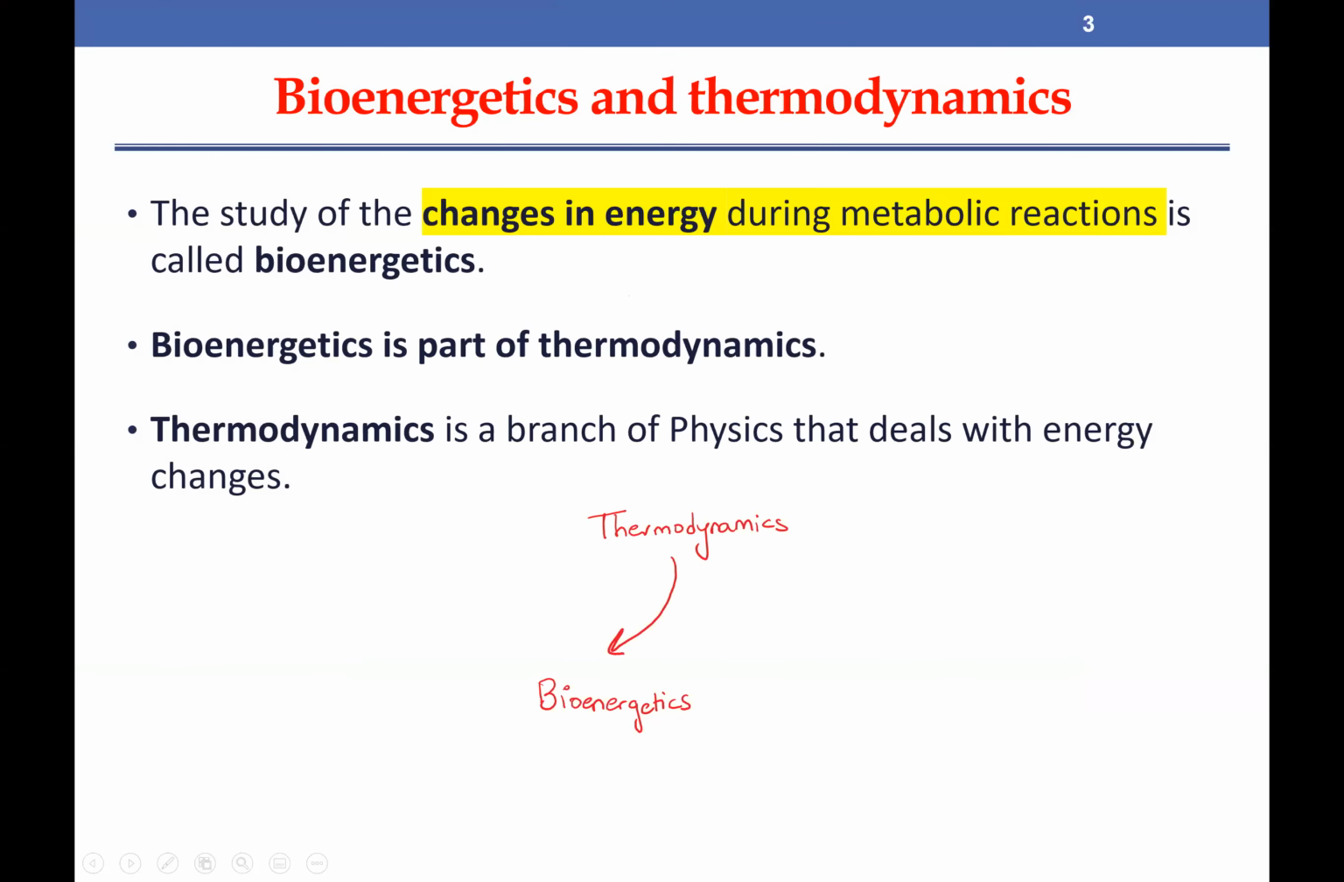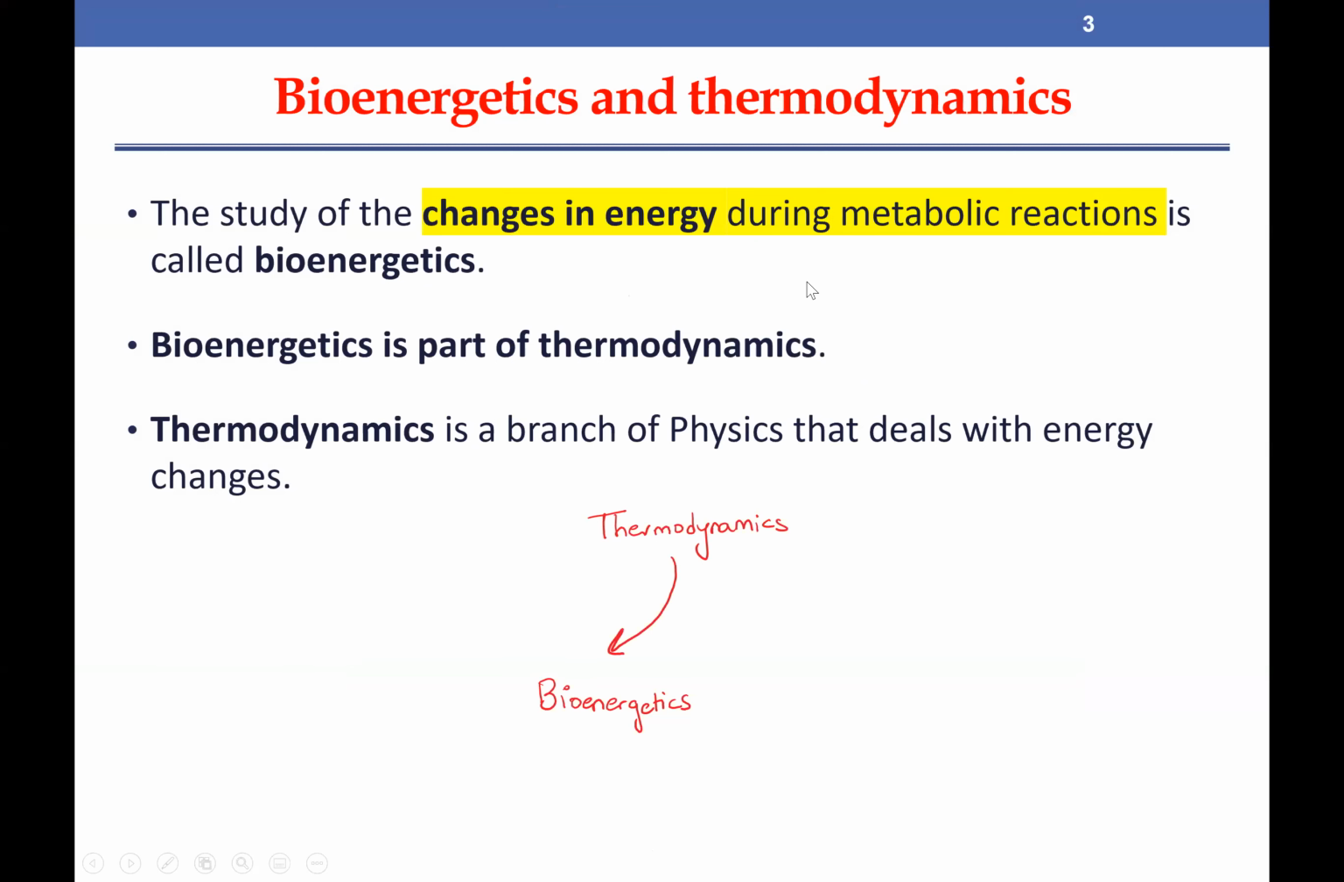All right, so let's start with an introduction. Thermodynamics is a branch of physics that deals with energy changes, and bioenergetics is a part of thermodynamics. So it talks about energy changes during metabolic reactions.